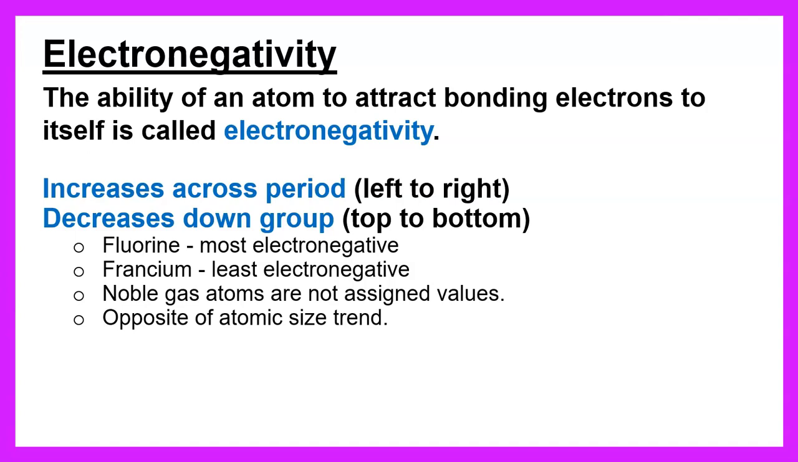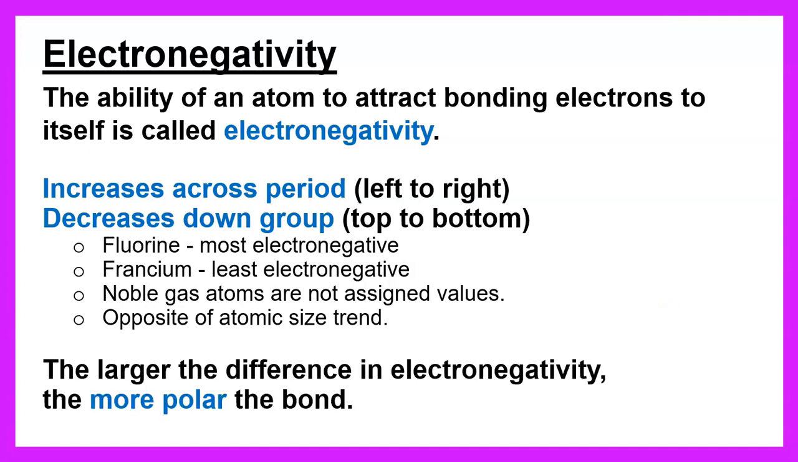And it's opposite of the atomic size trend, right? One thing that we'll get into a bit more in AP Chem compared to Honors Chem is the difference in electronegativity between atoms. So the larger your difference, the more polar the bond is that you have. And that will come into play when we're starting to talk about VSEPR and polarity, right?